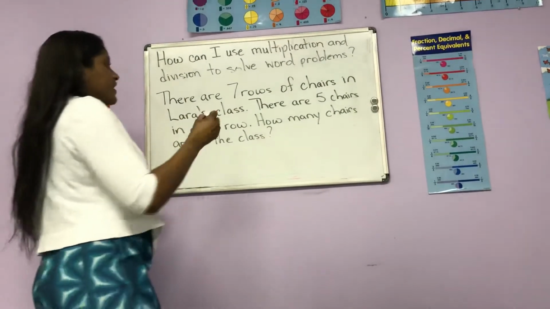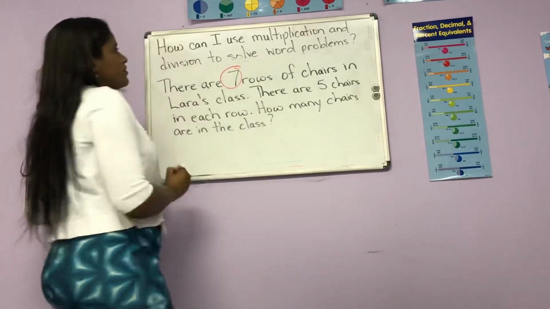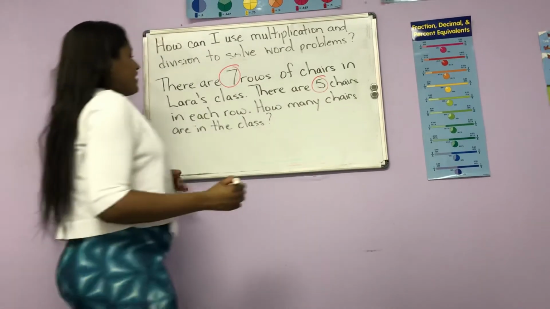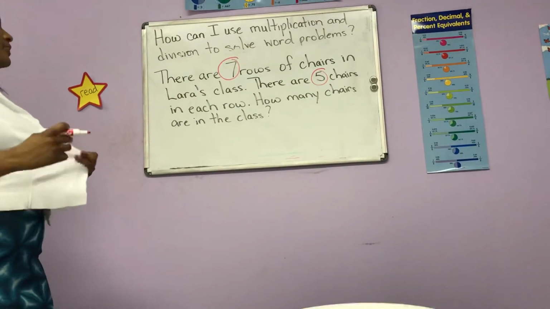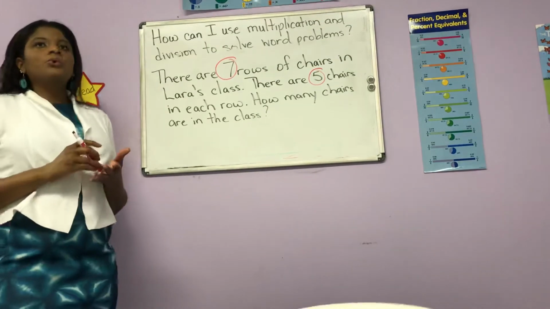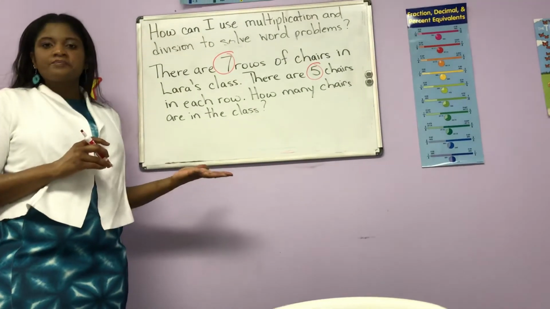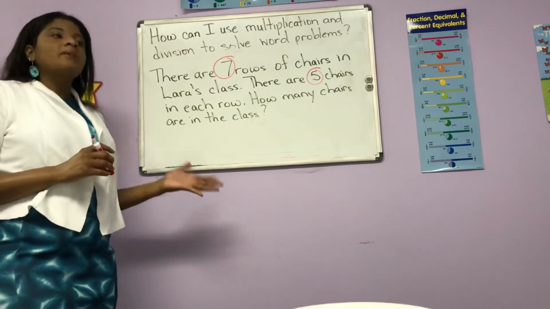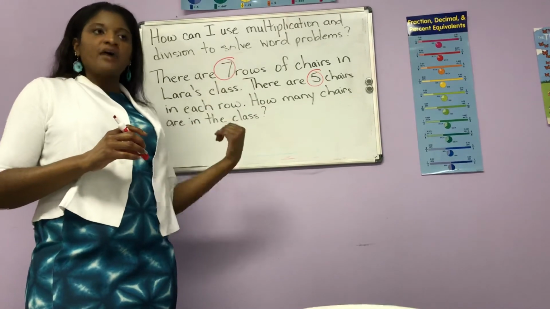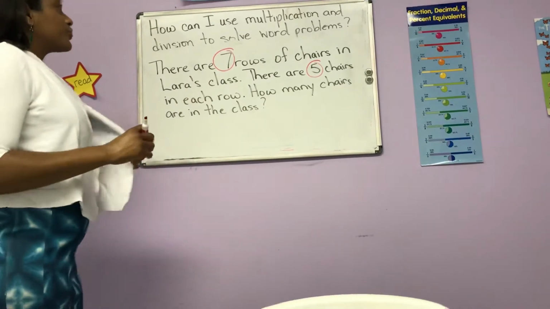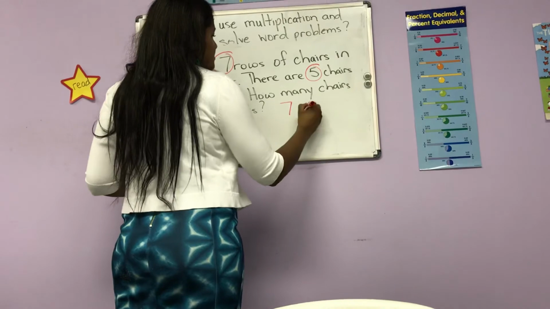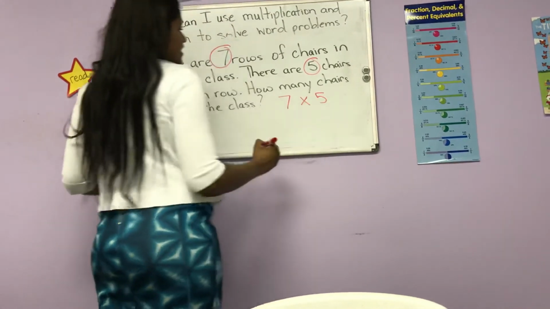So here we have 7 rows of chairs in Lara's class, and there are 5 chairs in each row. How many chairs are in the class? So do I have the total here? I do not. So I'm looking for the total. So in this problem, we are looking for the product. When we're looking for the total, we're looking for the product. So this is a multiplication problem, 7 times 5.